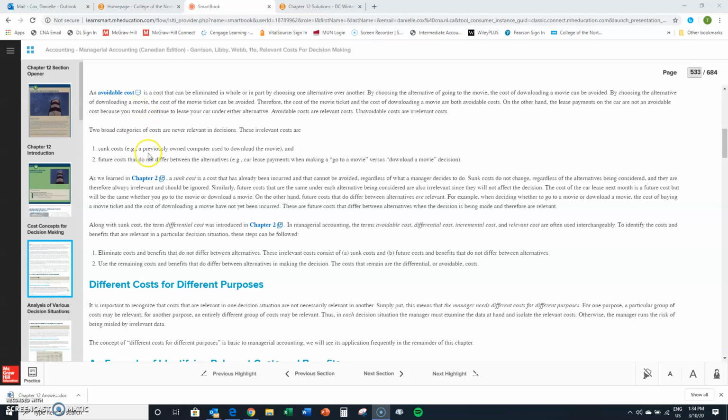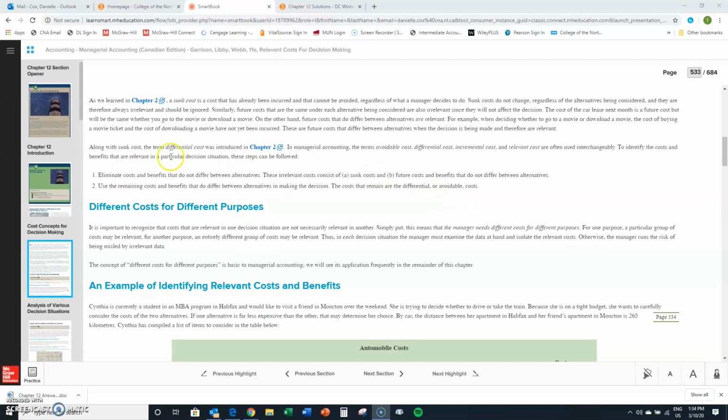The other cost that's irrelevant is future costs that do not differ between alternatives. Again, any costs that are the same between the choices that you're trying to choose between don't make a difference to your decision, and they're only going to confuse you and clutter up your decision, so we leave those out.